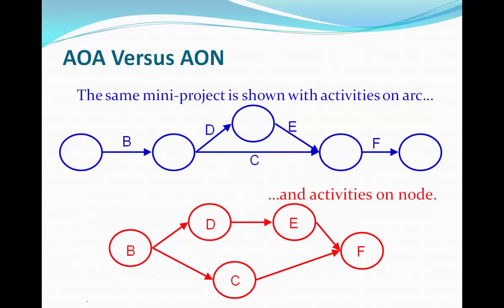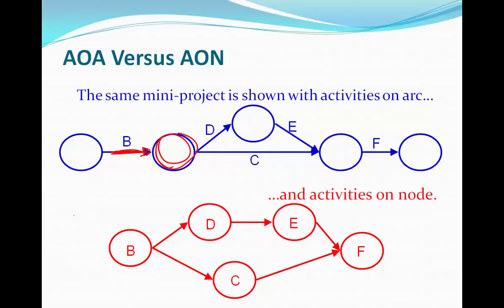There are typically two different types of network diagrams available. The first, in the blue here, is the activity on arrow diagram. This particular network diagram is not commonly used nowadays. It was common prior to the adoption of scheduling software such as MS Project. The difference is that your activities happen on the arrow. So here in the blue diagram, activity B is represented by this arrow. There are no activities happening on the node.